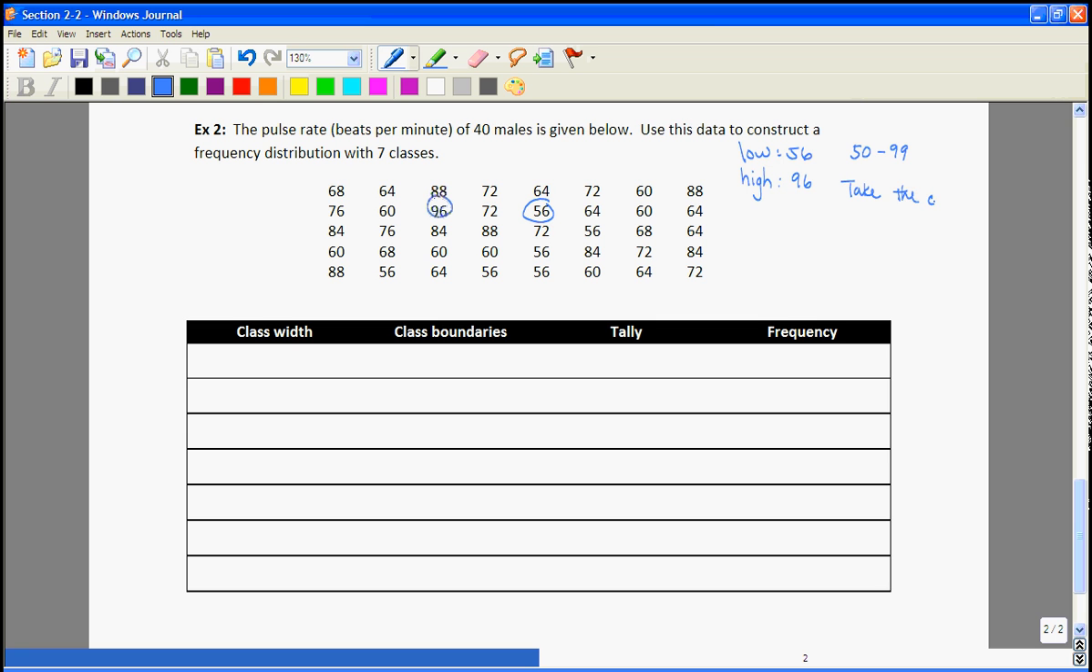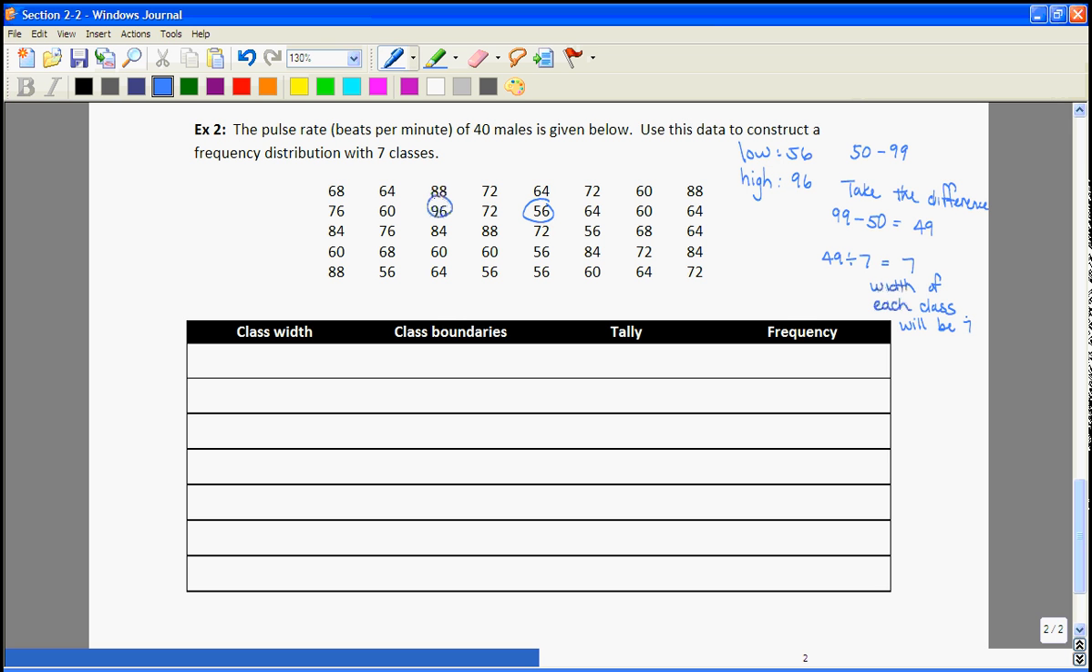And what we're going to do is take the difference. Figure out what the difference is between those two. So 99 minus 50 is 49. And remember, we were told we want 7 classes. So if I divide 49 by 7, that tells me that the width of each class will be 7. Okay, so let's take a look at our first class.